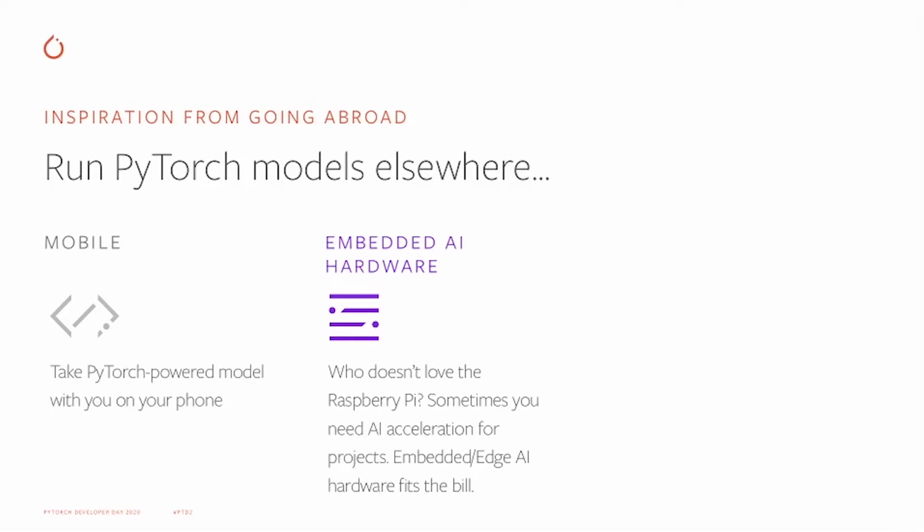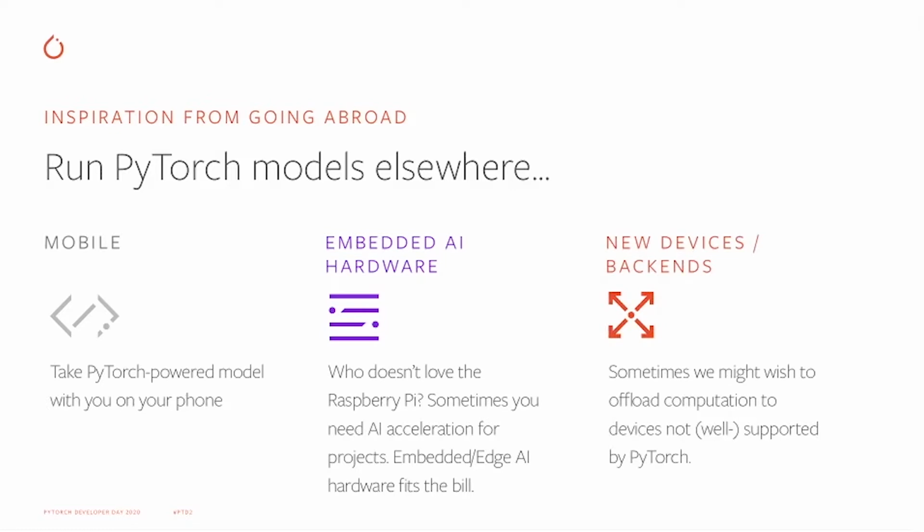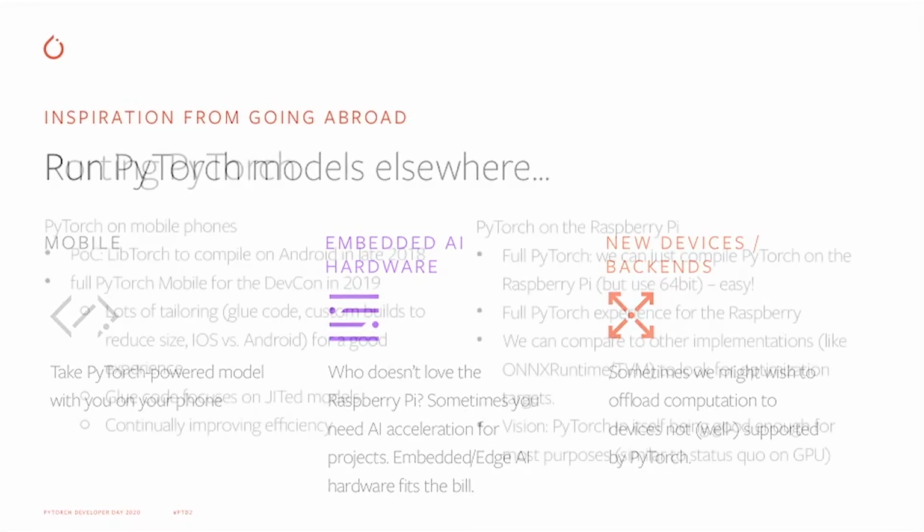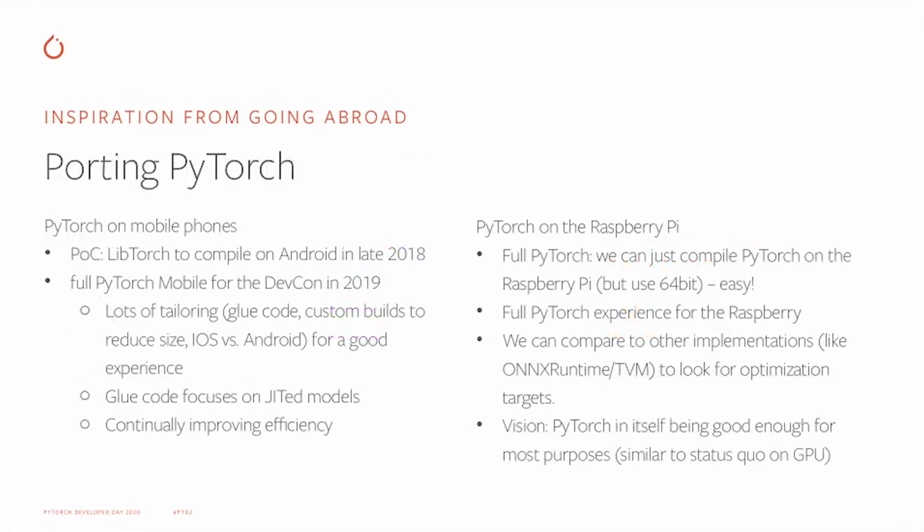Many people start with the Raspberry Pi as a model embedded hardware, but sometimes you need AI acceleration, so you have embedded or edge AI hardware, or you might get by with other embedded hardware. Or you might have new devices and backends that we might wish to offload computation to, which are not yet well supported by PyTorch. How do we go about getting PyTorch to run on these?